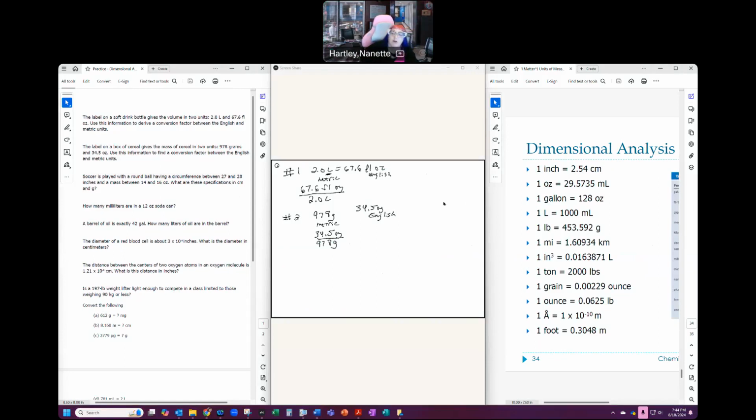Okay. So, picking up with number 3. That third one down, it says soccer is played with a round ball having a circumference between 27 and 28 inches.